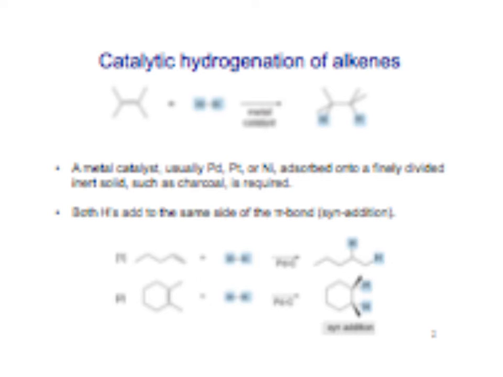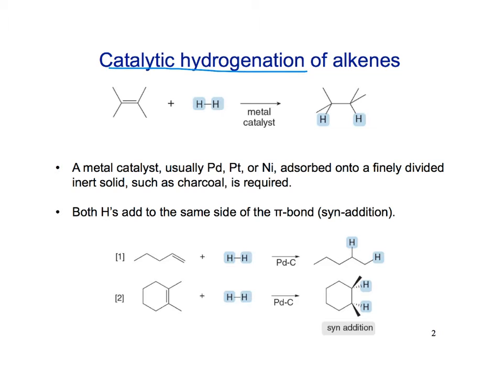Alkenes are typically reduced by catalytic hydrogenation. This involves the addition of hydrogen gas to an alkene in the presence of a metal catalyst. This reaction doesn't take place without the catalyst. The catalyst is usually palladium, platinum, or nickel. Oftentimes we'll see palladium adsorbed onto an inert solid like charcoal. So often you'll see something like this, palladium on carbon.